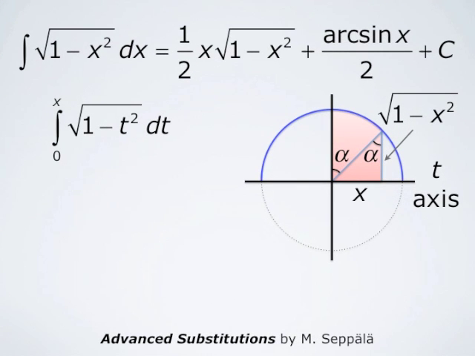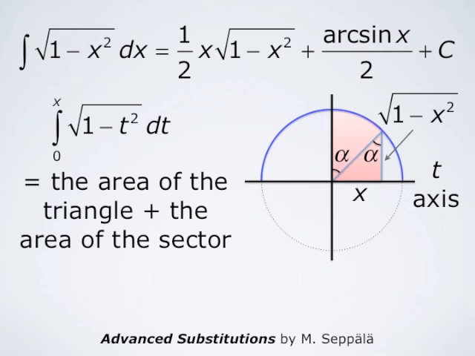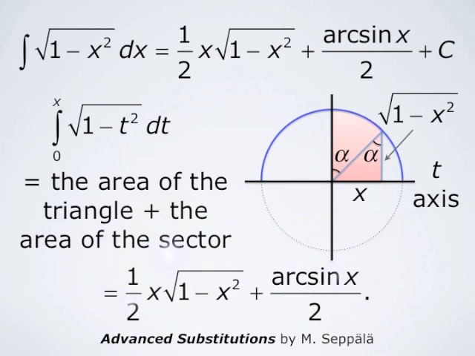The conclusion of this geometric argument is that the integral from 0 to x of square root of 1 minus t squared dt, which is the area of the pink domain in the picture, is the area of the triangle plus the area of the sector, and that is 1/2 x square root of 1 minus x squared plus arcsine of x divided by 2. Here we have assumed that x is positive, but the same result holds, and the same argument also holds if x is negative.